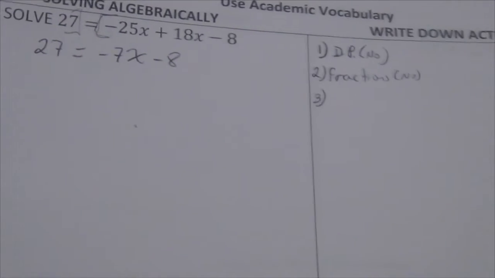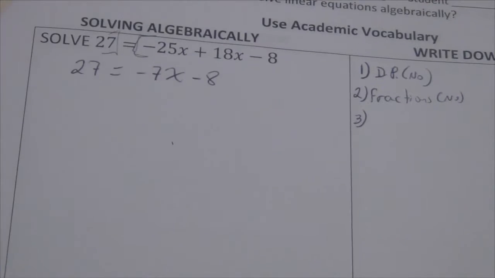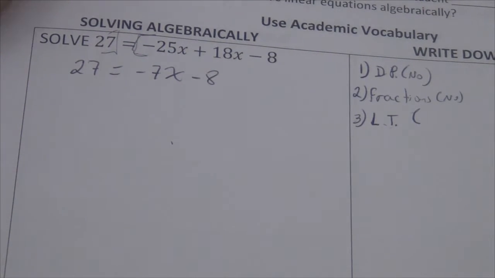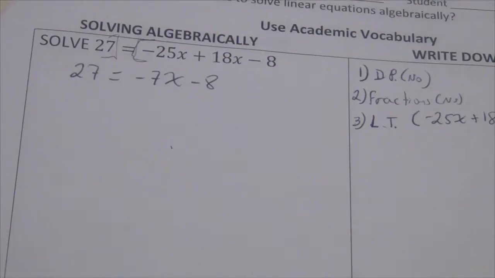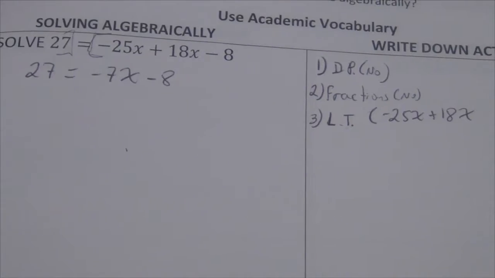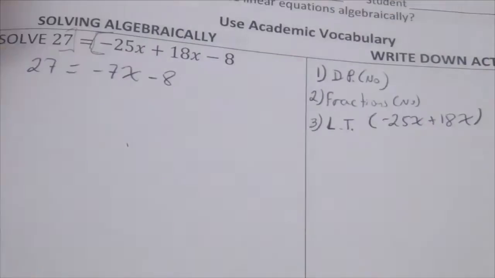Okay then. So like terms, I did have like terms. You have to write like terms. And what were the like terms? The like terms were negative 25x and 18x. Okay, those were the like terms. So we're good with that.